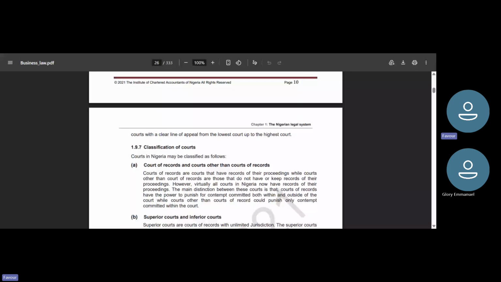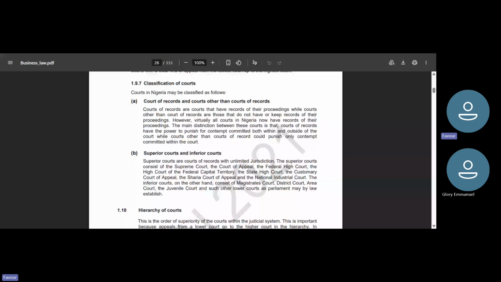So we look at the classification of courts. They might be classified as courts of record and courts other than courts of record, superior courts and inferior courts. So courts of record are courts that have records of their proceedings, while courts other than courts of record are those that do not keep records of their proceedings.